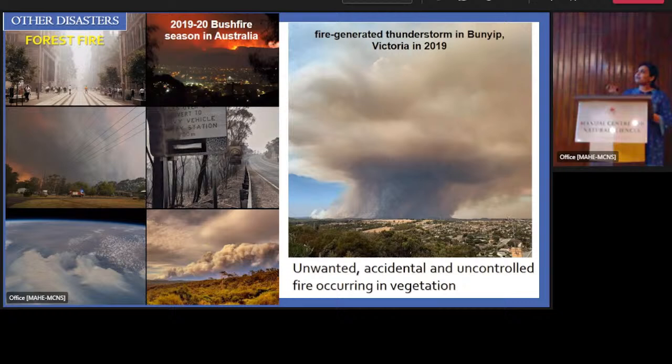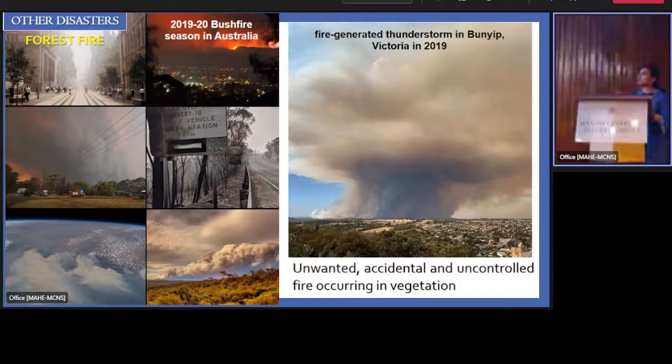Lastly, the forest fire. Australia is a hub of bushfires. In 2019-2020, there were several bushfires happening in Australia. And in Victoria 2019, you see the fire generated. This was generated due to thunderstorms. This is unwanted, accidental, uncontrollable fire which occurs in vegetation.